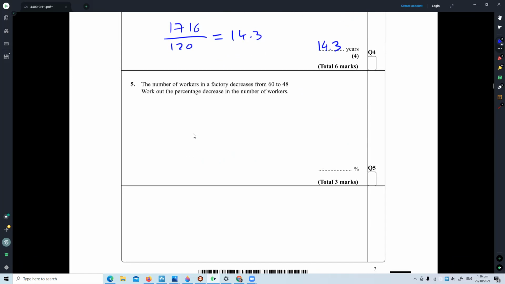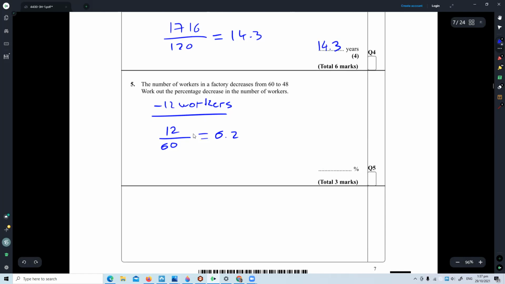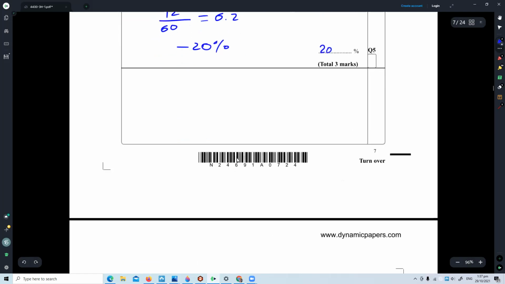The number of workers in a factory decreases from 60 to 48. Okay, so 60 to 48, that's minus 12 workers. And okay, so what am I going to do with my 12 workers? A percentage decrease. So it's 12 out of the original number. So the percentage decrease is going to be 12 over 60, and 12 divided by 60. I can use my calculator, or I can feel comfortable with the fact that this is 0.2. So I can say that it's minus 20% here. So I'll say minus 20%, and the percentage decrease, I say 20%. So that's okay. That's 3 marks.